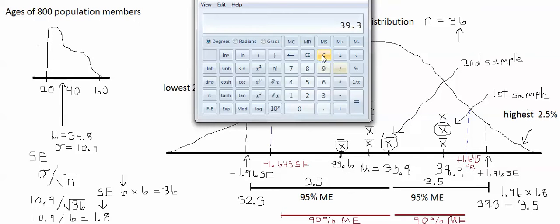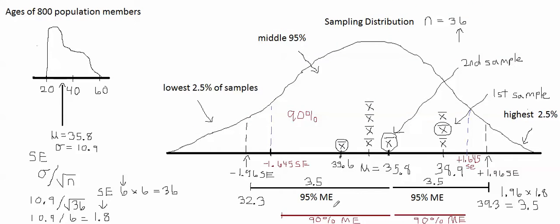So let's see what that equals. We have to multiply 1.645 by our standard error, which we already know is 1.8, and it comes out to roughly 2.96. So our 90% margin of error is about 2.96. So the distance from the population mean to the lower end of the middle 90% is 2.96, and the distance from the population mean to the upper end of the middle 90% is also 2.96.